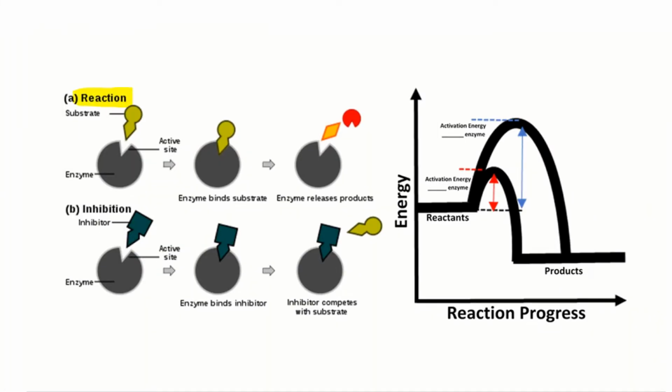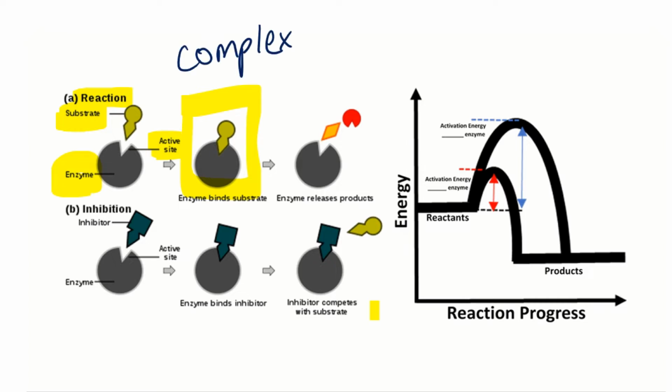Let's take a look at enzymes now. First, let's look at the reaction. The reaction will take place once the enzyme and the substrate combine at the active site. Once they combine, they form this complex, and this complex is known as the enzyme substrate complex. And this is actually where the reaction takes place.